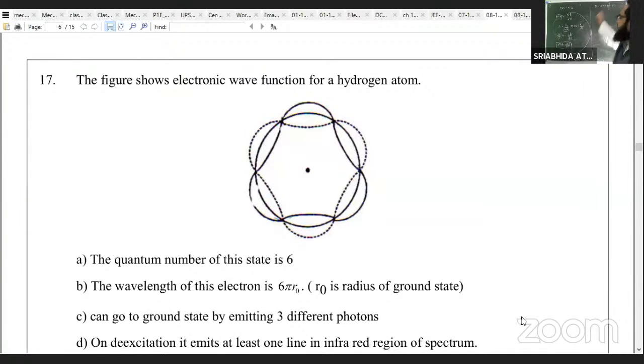Now listen everyone very carefully. I want to put it at this place. So 2 pi r, in any orbit I want to talk about, suppose 0.53 into n square by z angstrom, remember the unit, equals n lambda. So this n will get cancelled. So finally I can write 2 pi into 0.53 n by z equals lambda. Have you any confusion till now?